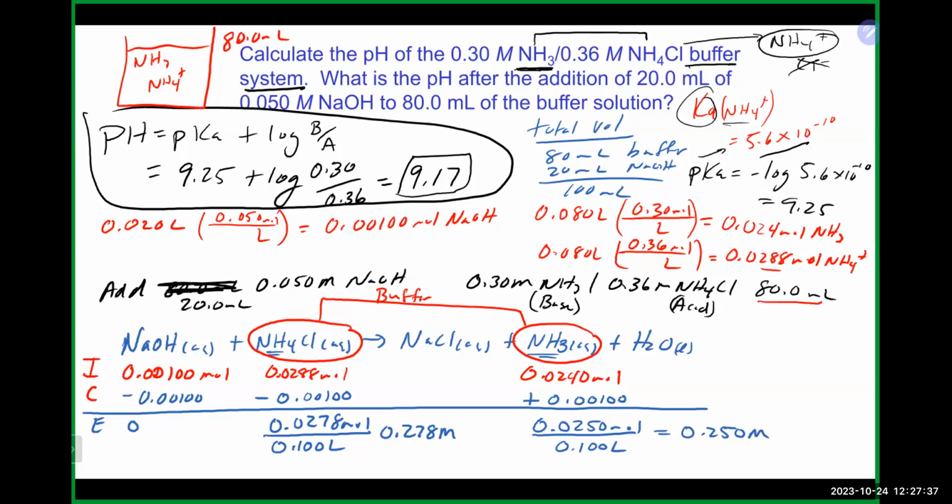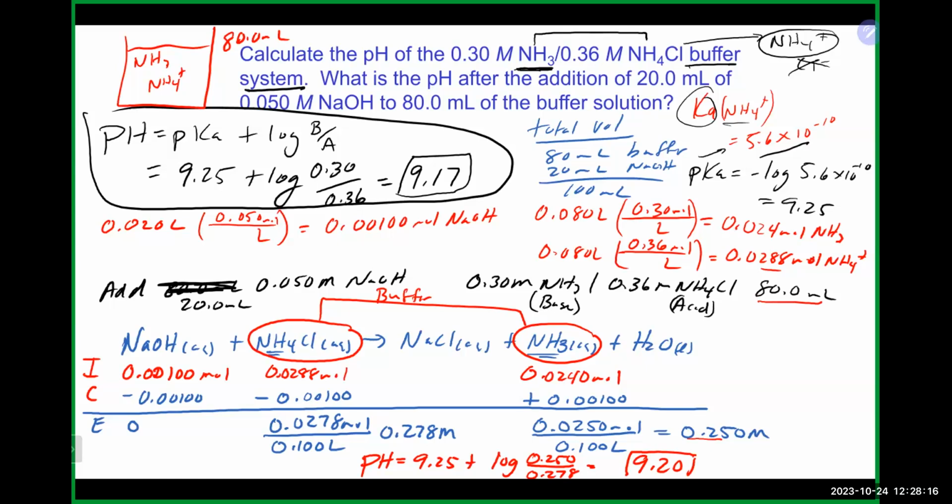You could, again, also do some ice tables if you wanted to. We're going to go with our pH is our 9.25 plus the log of our base, which in this case is this guy here, 0.250 divided by 0.278. We're going to take 0.250 divided by 0.278. We're going to do a little log action of it, and we're going to add it to 9.25, looks like. And we're going to end up with a 9.20 here as our pH of our buffer at this point.